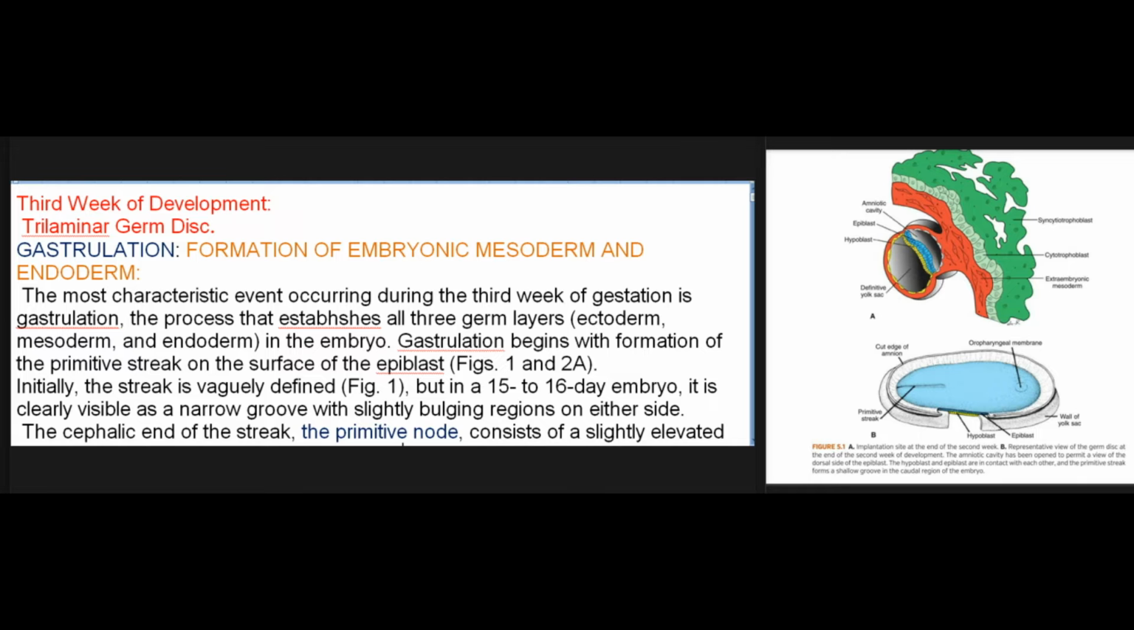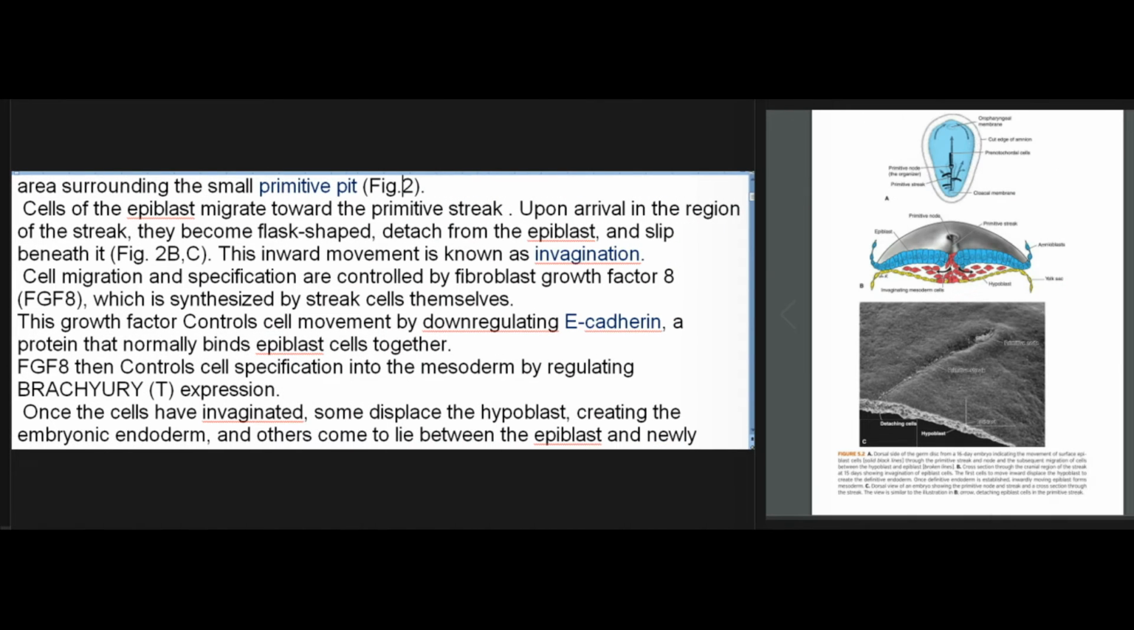Gastrulation begins with formation of the primitive streak on the surface of the epiblast, Figs 1 and 2a. Initially, the streak is vaguely defined, Fig 1, but in a 15 to 16 day embryo, it is clearly visible as a narrow groove with slightly bulging regions on either side. The cephalic end of the streak, the primitive node, consists of a slightly elevated area surrounding the small primitive pit, Fig. 2. Cells of the epiblast migrate toward the primitive streak.